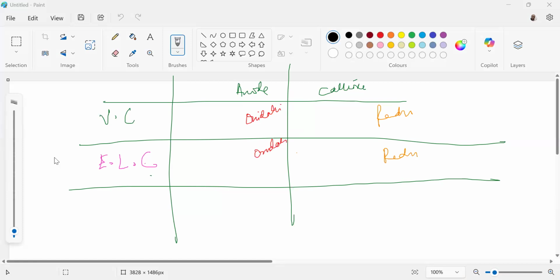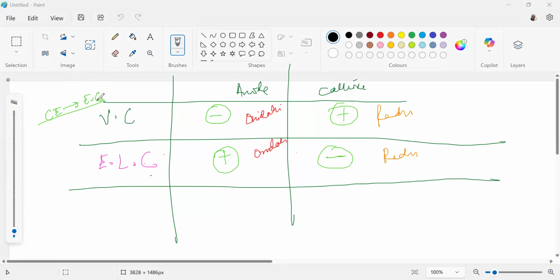Now remember one thing: the sign of the electrodes will be different in the two cells. In the Voltaic cell, the anode is negative and the cathode is positive. Many questions come from this, so master it. In the electrolytic cell, the cathode is negative and the anode is positive. Understood? It's a very important piece of information. In the Voltaic cell, a spontaneous chemical reaction converts chemical energy to electrical energy.